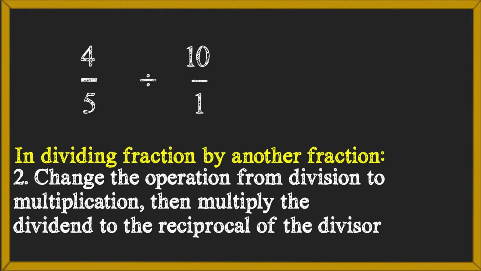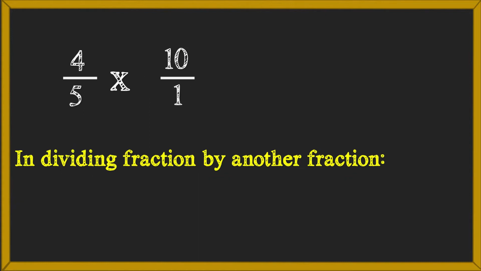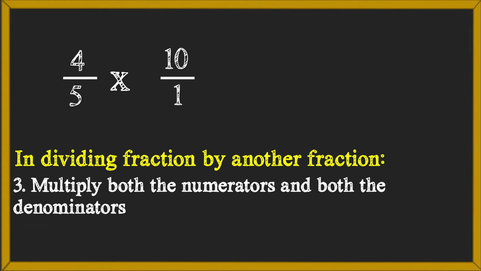Step 2 is to change the operation from division to multiplication. Then multiply the dividend to the reciprocal of the divisor. Step 3. Multiply both the numerators and both the denominators. 5 times 1 is equal to 5. 4 times 10 is equal to 40.